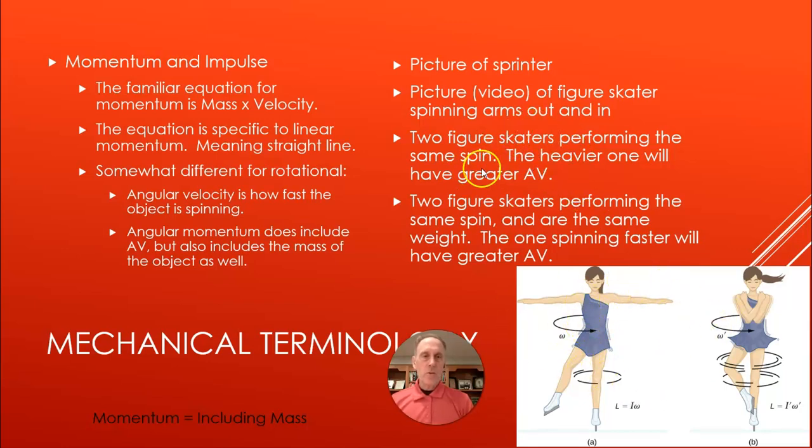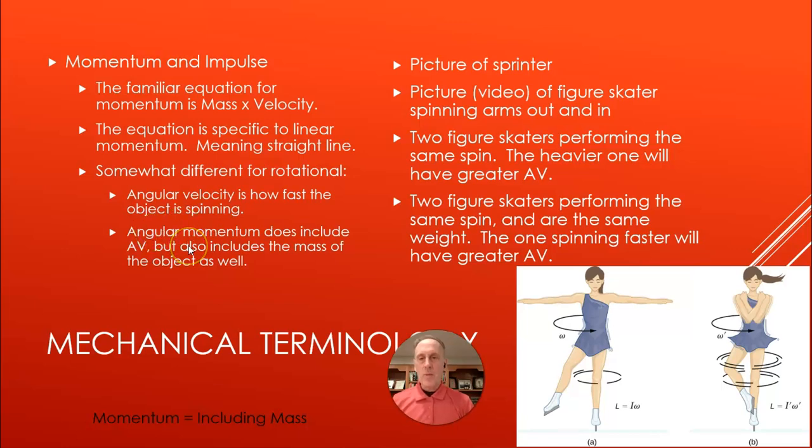And you have these two skaters who are performing the same spin. When you look at this, you have one skater who is doing their spin with their arms out and another one doing it with their arms across their chest. And when they do that, there's a difference in terms of the angular velocity. Now, angular velocity is how fast the person is spinning.